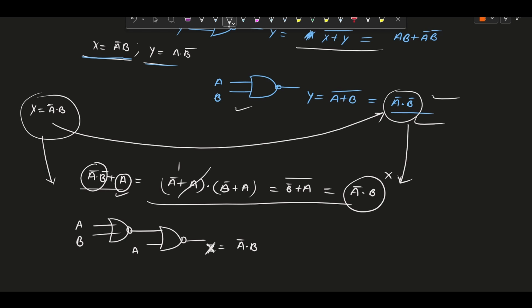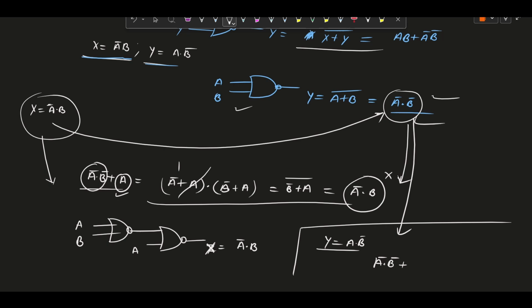Now in a similar format we will implement the Y. So what is the Y? Y is A into B complement. So similar to the X, what can we change in this NOR gate expression so that we will get this expression? Okay. If I add A complement into B complement in this output expression of NOR gate B, then I will get this expression.